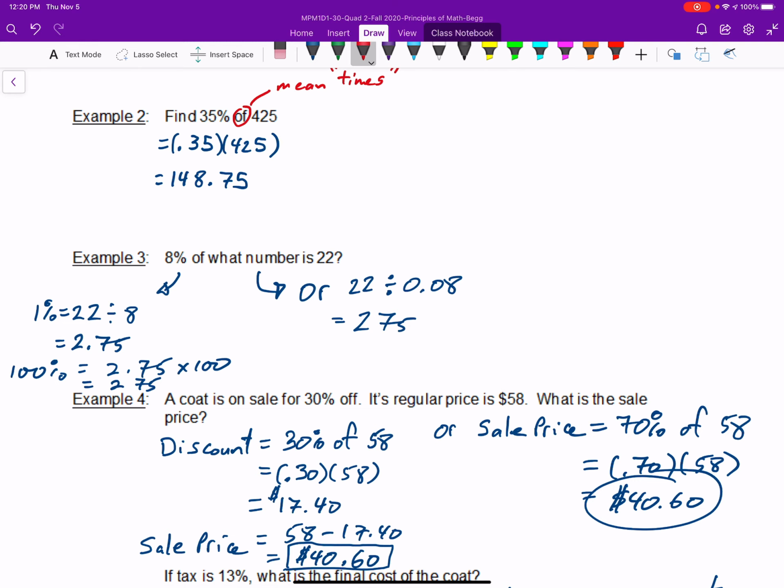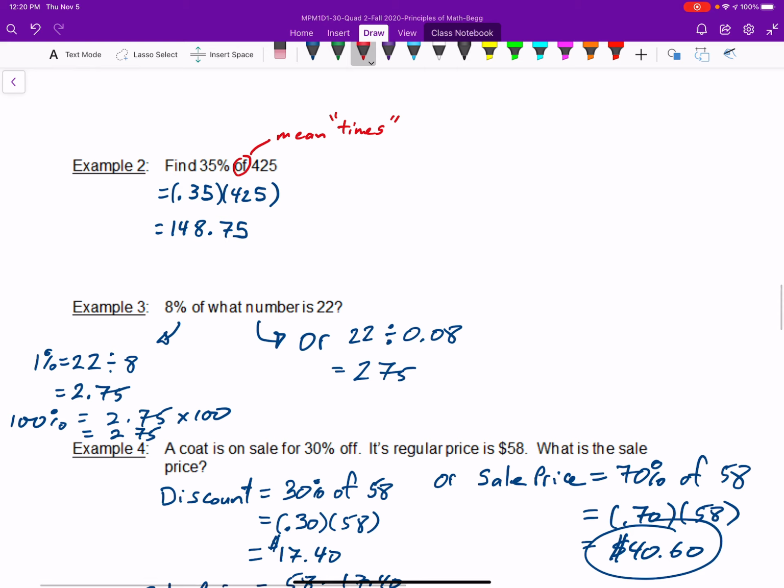Example 2, find 35% of 425. So this is yet another thing you need to know. You need to know how to find a percent of something. So first thing you need to know is that "of" means times when we're doing math. So it means multiply.